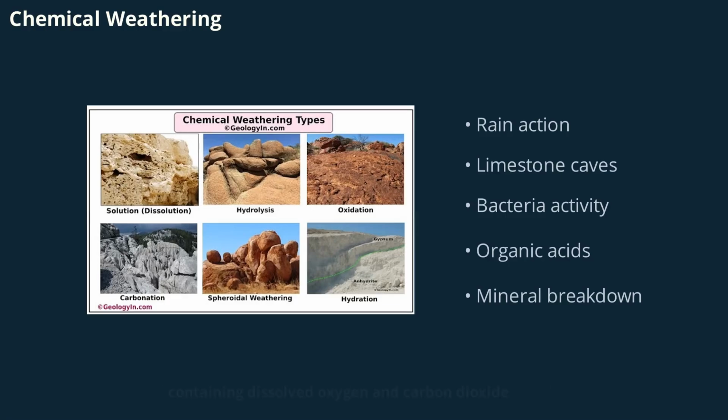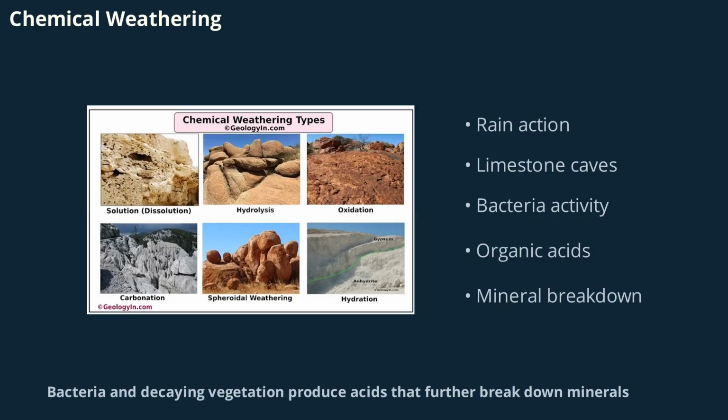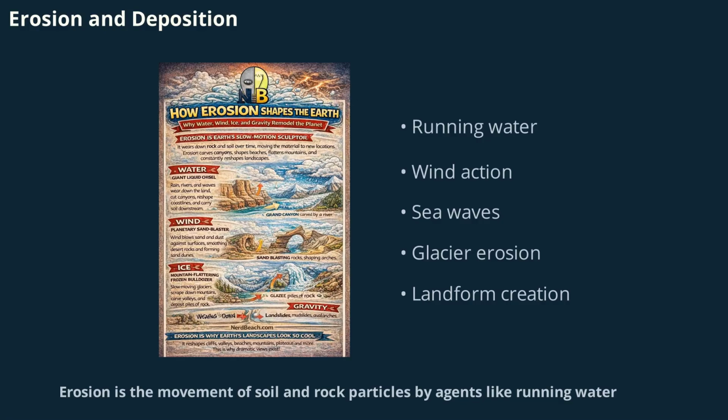Rainwater containing dissolved oxygen and carbon dioxide reacts with minerals like carbonates, especially in limestone. This process creates caves and underground rivers. Bacteria and decaying vegetation produce acids that further break down minerals, weakening rocks and contributing to landscape evolution. Erosion is the movement of soil and rock particles by agents like running water, wind, sea waves, and glaciers.